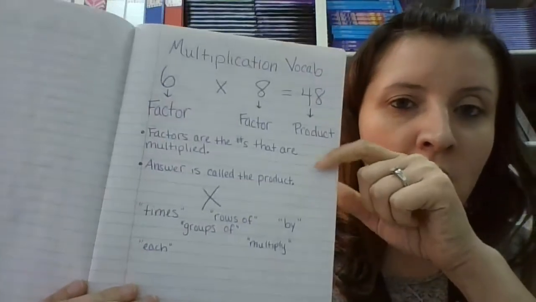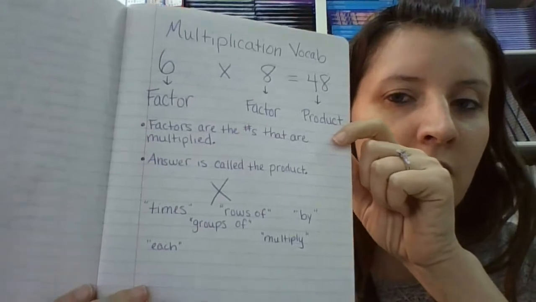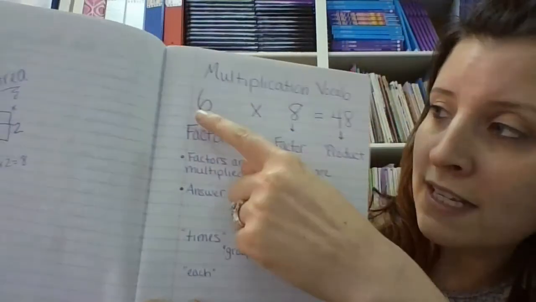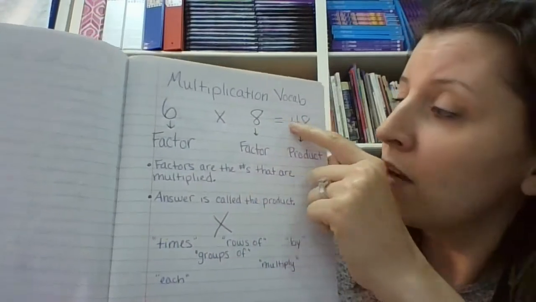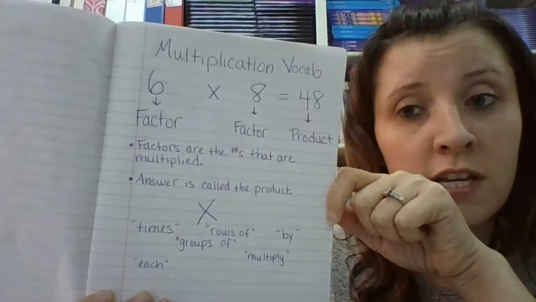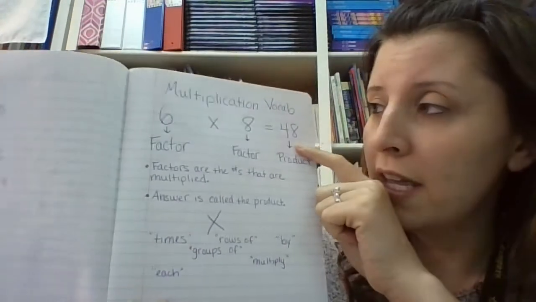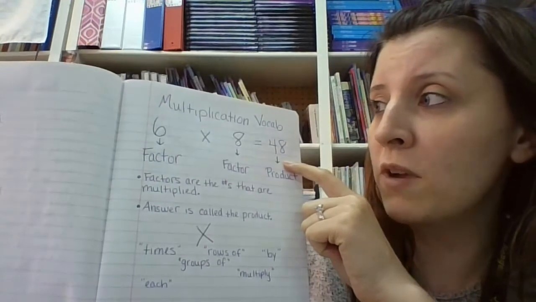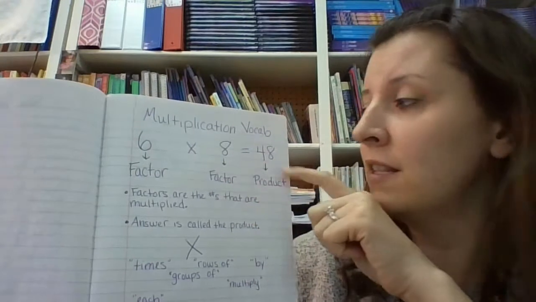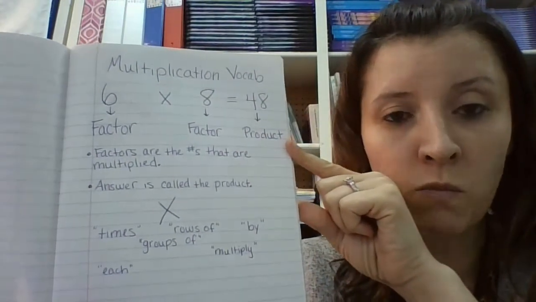I have my title up here, multiplication vocab. Vocab is short for vocabulary. And then I have a sample problem, 6 times 8 equals 48. Now, in addition, these numbers are called addends, and the answer is called the sum. In subtraction, we have the minuend, the subtrahend, and the difference. So in multiplication, these numbers have names as well.